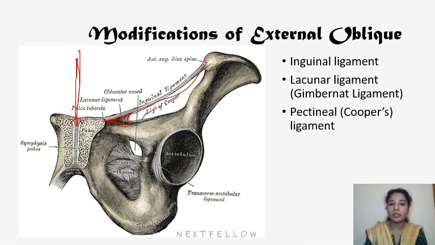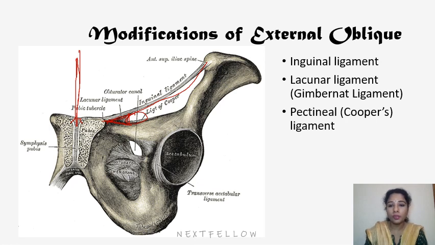So this lacunar ligament forms the medial border of the femoral ring and floor of the inguinal canal as well. If you see, here will be the femoral ring, which is the medial-most compartment of the femoral sheath, which continues into the femoral canal through which femoral hernia happens. So this lacunar ligament forms the medial boundary of the femoral ring.